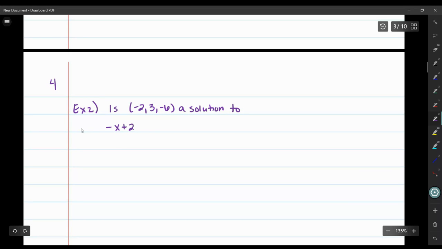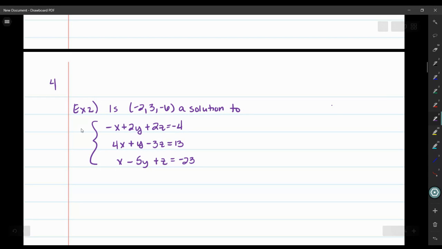Negative x plus 2y plus 2z equals negative 4. 4x plus y minus 3z equals 13. X minus 5y plus z equals negative 23. So here's the system I need you to check. And you should come out with the answer of yes, it is a solution. But I want you to go through the process and make sure you get yes.